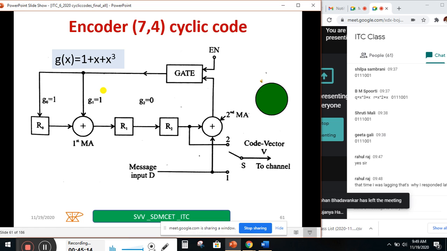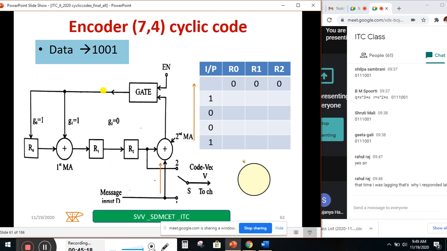Now let us continue our discussion. Let us take one simplest example: 1001.